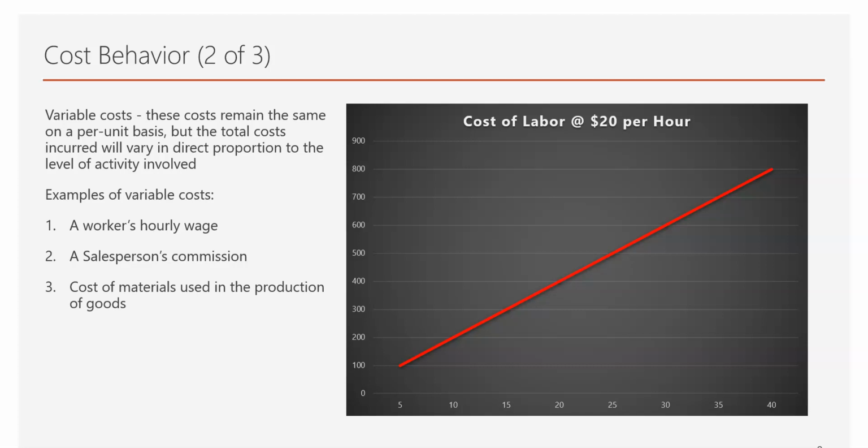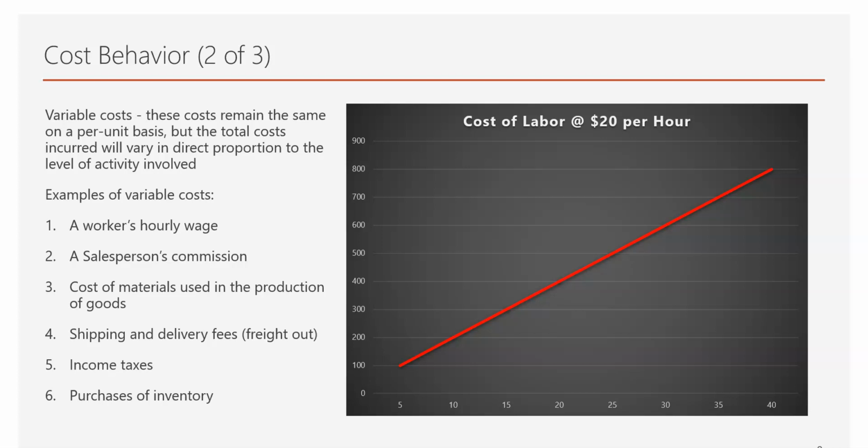Cost of materials used in production of goods. Shipping and delivery fees, for when we're shipping products to our clients. Income taxes. Purchases of inventory. The more we purchase, the more we get. The more profit we make, the more income taxes we have to pay. And here's an example of the cost of labor.